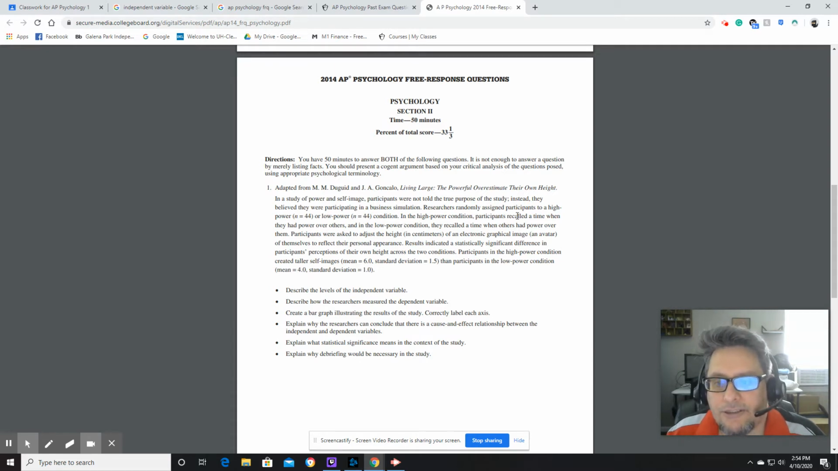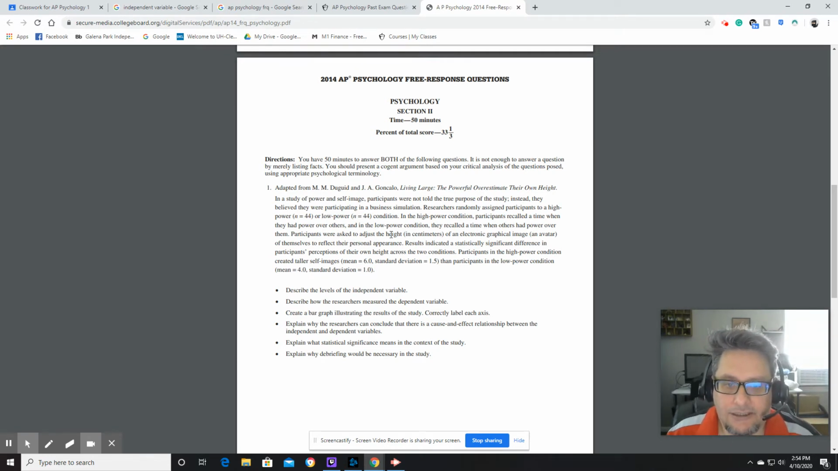In the high power condition, participants recalled a time when they had power over others. And in the low power condition, they recalled the time when others had power over them. So they're going to ask them to recall this, write it down, talk to somebody about it. They don't actually say what they did in this one, but this is what they're changing. They're changing their mindset. Were they in charge, or was somebody in charge of them?